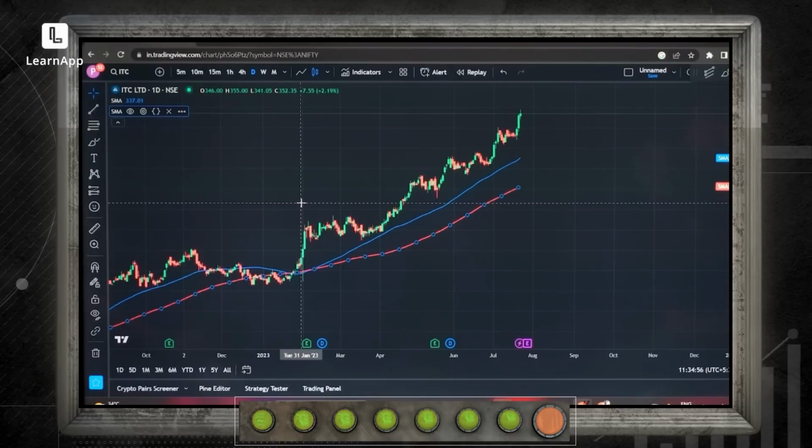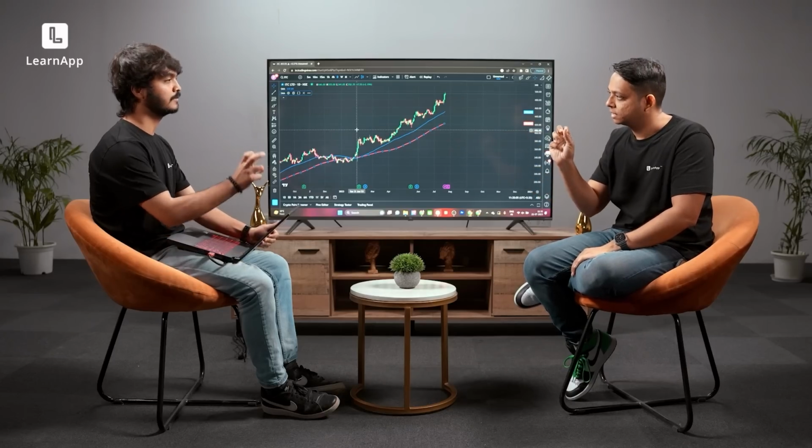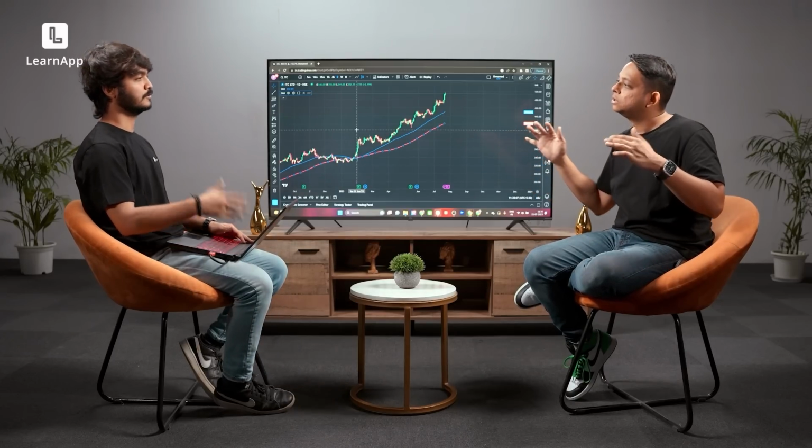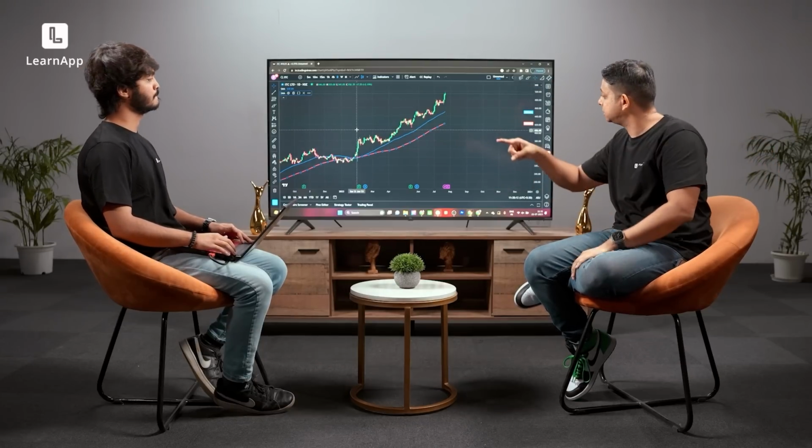Now we have 2 different periods over here. One is 50 and one is 100. Okay. So which one will be faster? Which will react faster? 50, because it's lesser time. हाँ, and 100 will be slower, because it's more. So now what they're saying is if the longer term average 100 is smooth, and then the shorter term is moving up, that means momentum आ गया.